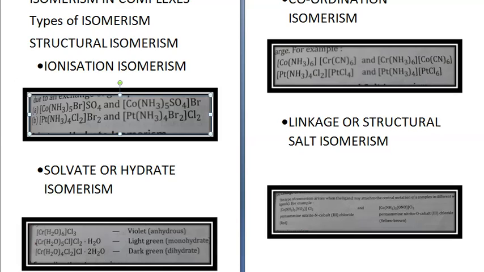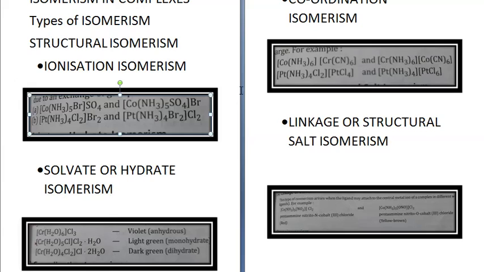So see, in the first case it was anhydrous because none of the water molecules was in the ionization sphere, all were in the coordination sphere. In second case, it has one water molecule in the ionization sphere, and in the third case it has two water molecules in the ionization sphere. So this type of isomerism in which the water molecule's position is differing, whether it is in coordination sphere or ionization sphere, is known as solvate or hydrate isomerism.